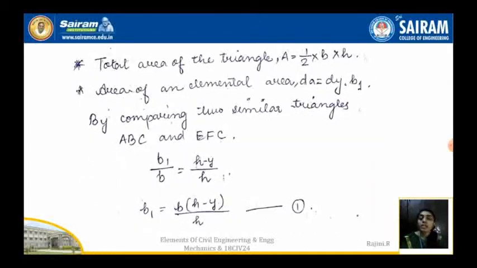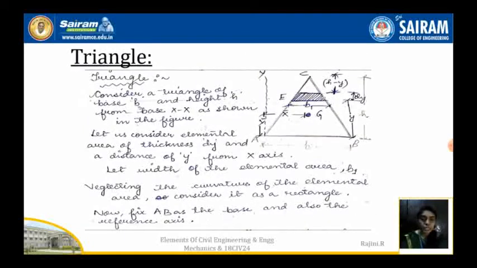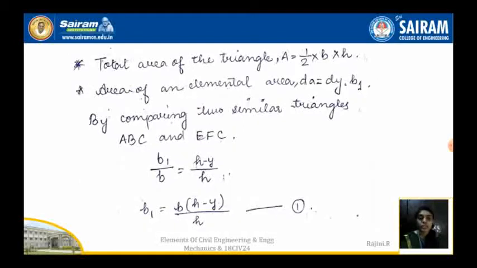As usual, I am following the same steps as in the previous derivation for the rectangle. First, the total area of the triangle, capital A, is half into base into height, and the elemental area is dA equal to dy into b1. You can see here the base is b1 and the small thickness is dy. So the elemental area is dA equal to dy into b1.